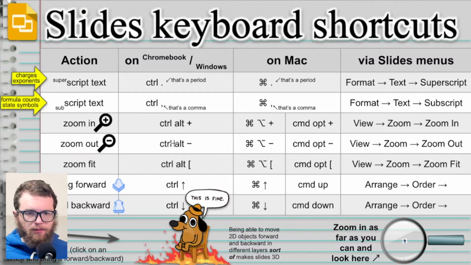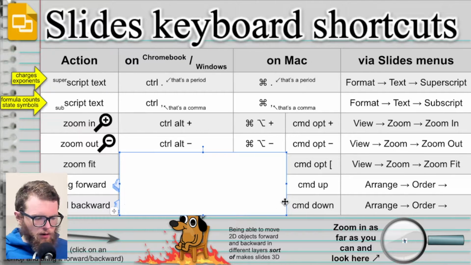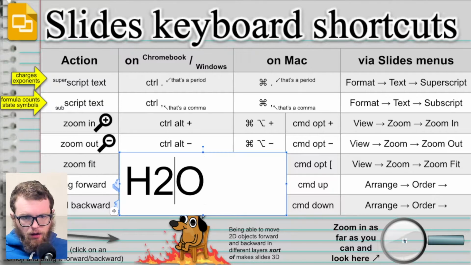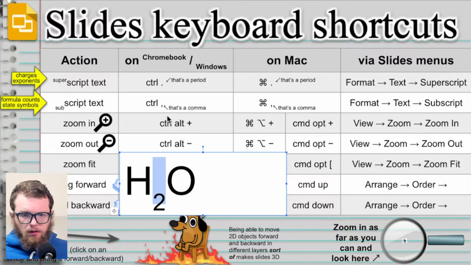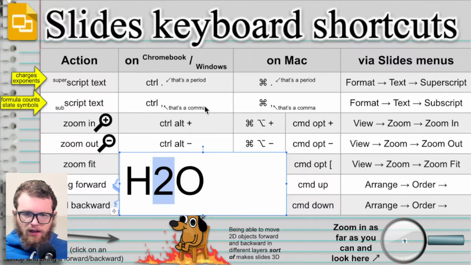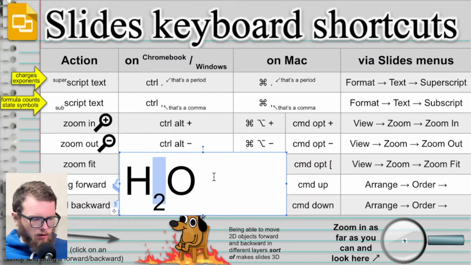So for example, if we write something like H2O for water, we want this 2 to be subscript. So I'm going to highlight the 2 and then use my subscript keyboard shortcut, which is holding down the control key and then hitting comma on a Windows computer like this. Then I can hit it again to make it regular text, or on a Mac I would hold down command and then hit comma to do that.